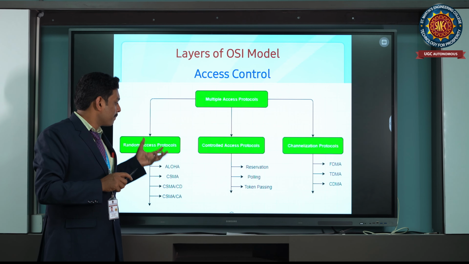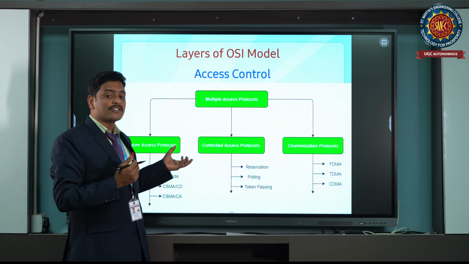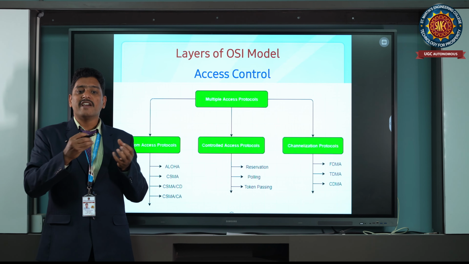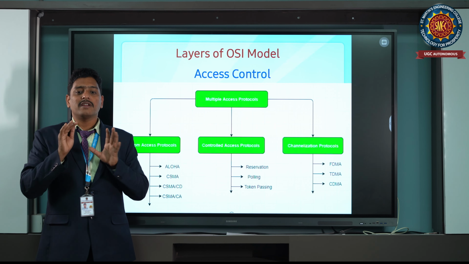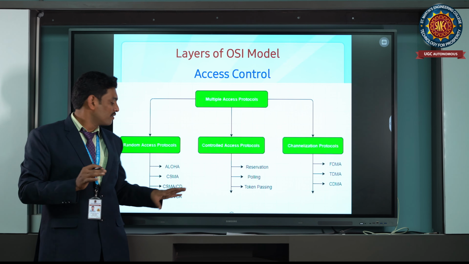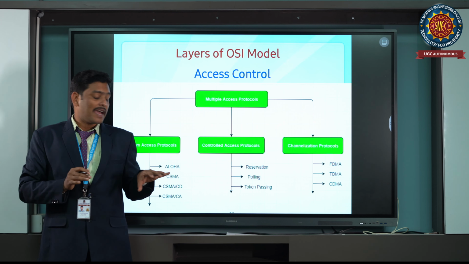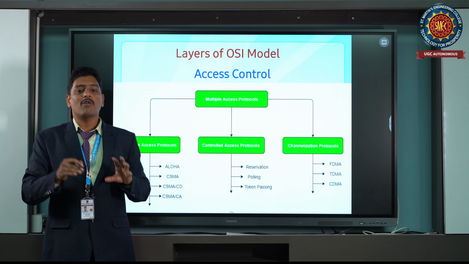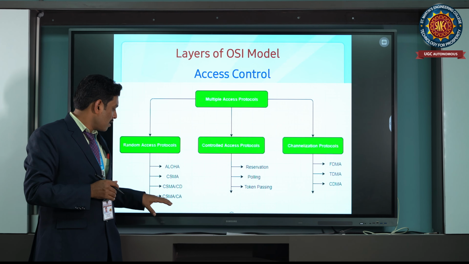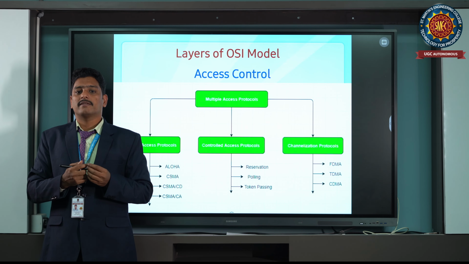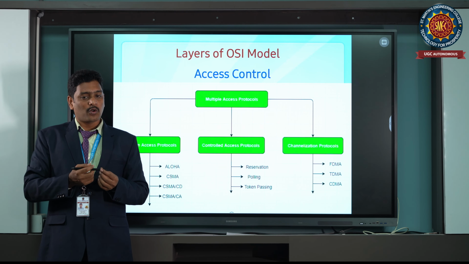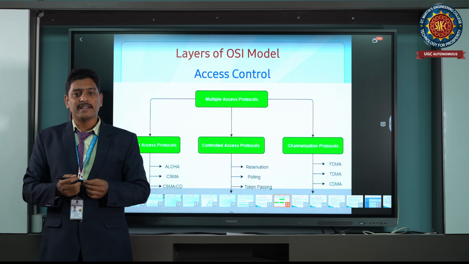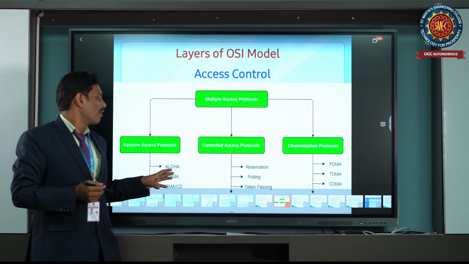So there might be data collision. If data is collided, it sends the jamming signal to the receiver, which means stop the transmission. In this way, the carrier sense and collision detection protocol will work. And next one is carrier sense and collision avoidance protocol. So by using various protocols like bit mapping, frame spacing, these are the protocols for collision avoidance.